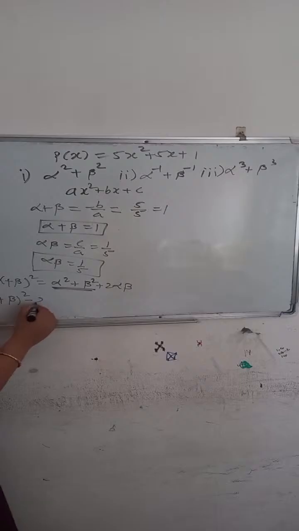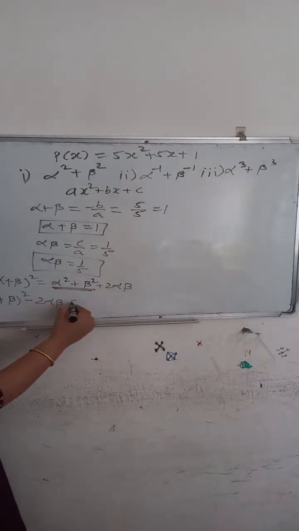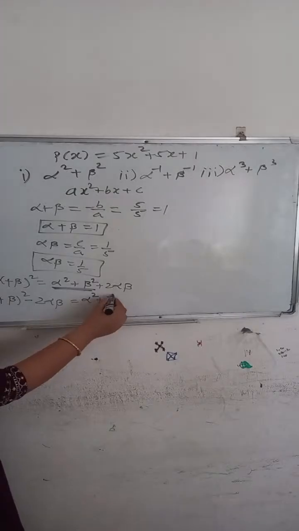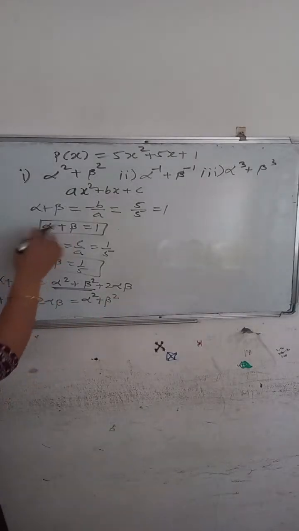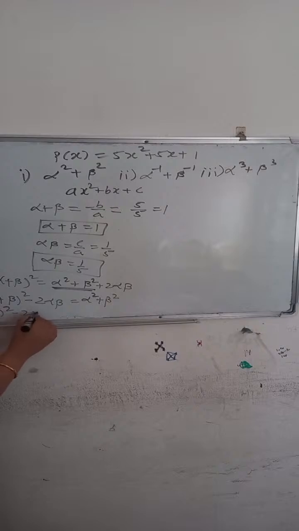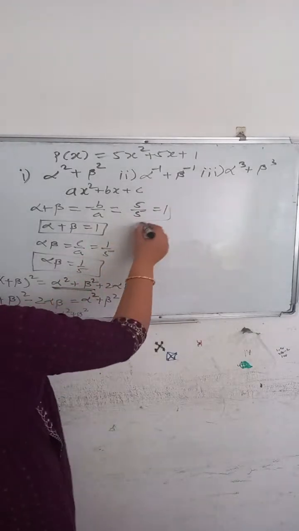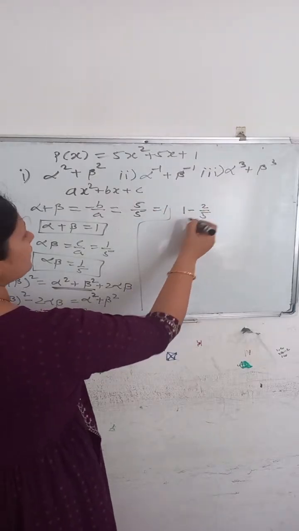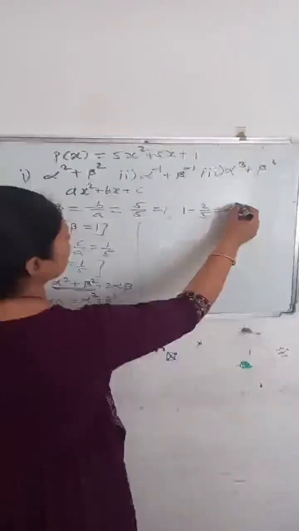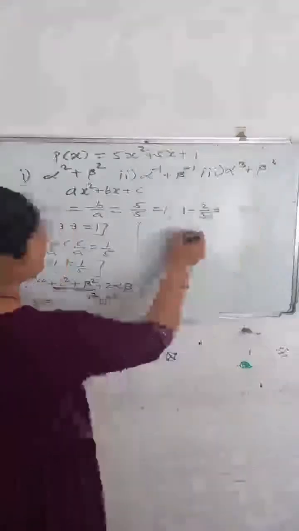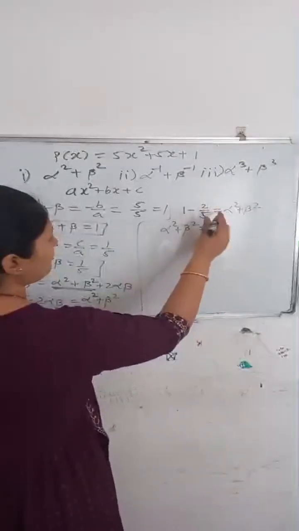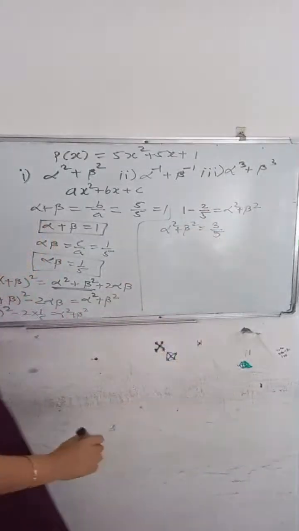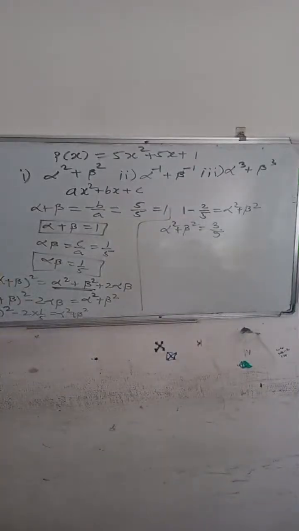Alpha plus beta whole square minus 2 alpha beta, I transposed over here and I will write here alpha square plus beta square. So I got alpha plus beta as 1, and minus 2 alpha beta is 1 by 5. That is equal to alpha square plus beta square. Okay, so the problem you can solve here. So 1 minus 2 by 5 is alpha square plus beta square. Take LCM. 5 minus 2 is 3 by 5. The answer is 3 by 5. Like this you have to solve.